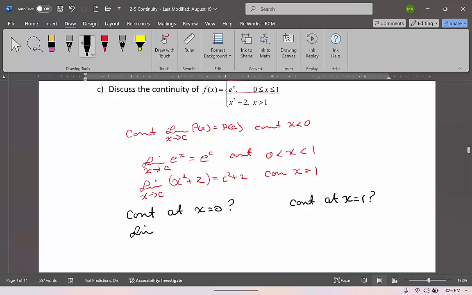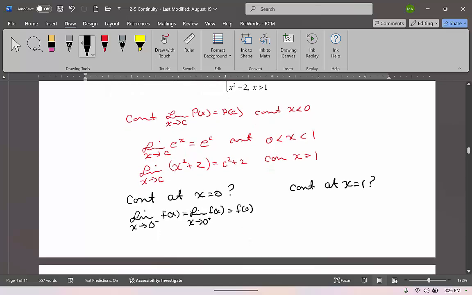we're going to look at the limit as x approaches 0 from the left, and that needs to equal the limit as x approaches 0 from the right, and that actually has to also equal f of 0. Okay, so that's basically the definition of continuity right there.